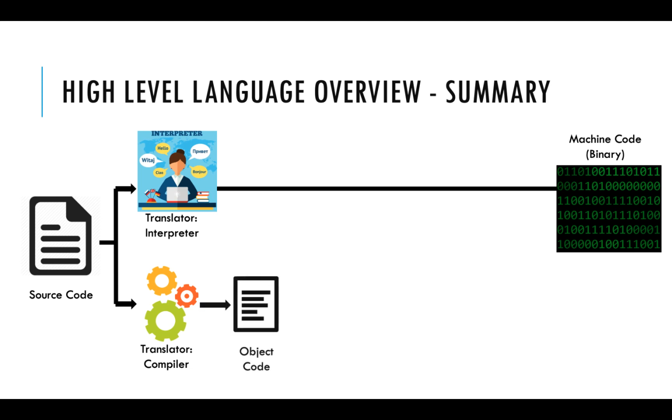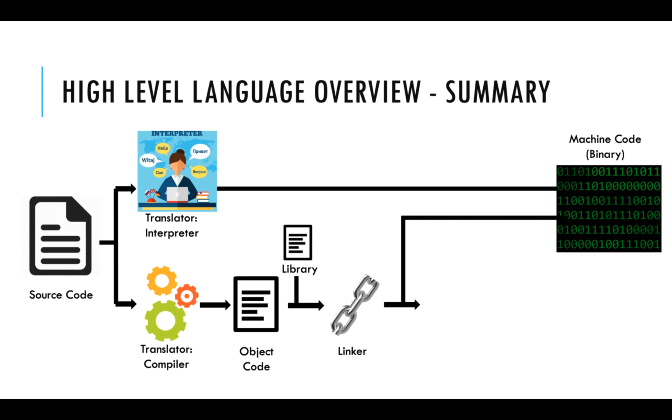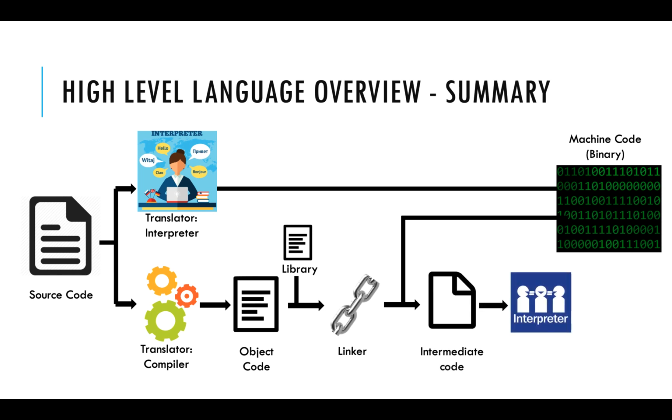It'll produce object code for you and a library as well. Any libraries that you import need to be bound to your object code through the linking process. Once it's linked, it's converted into machine code and you can run it on your specific architecture. Or you can create something called intermediate code that we just looked at, and then you can install your virtual machine, and that can be interpreted into any architecture set that you deem fit.